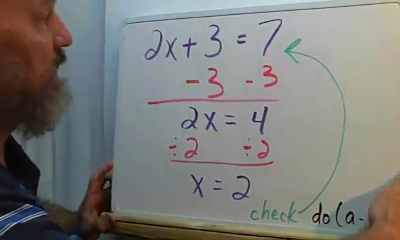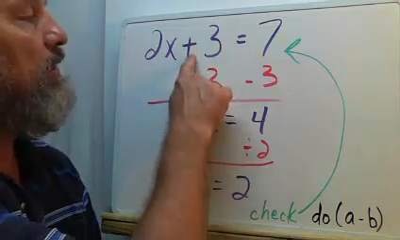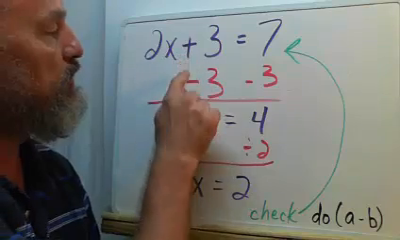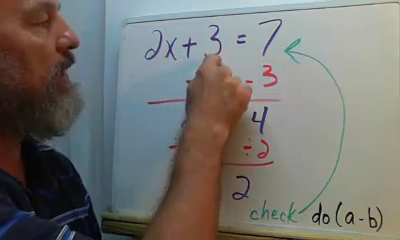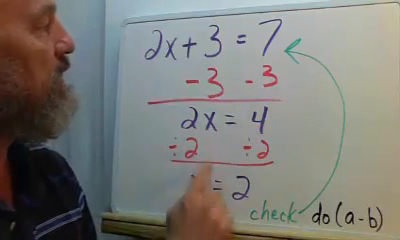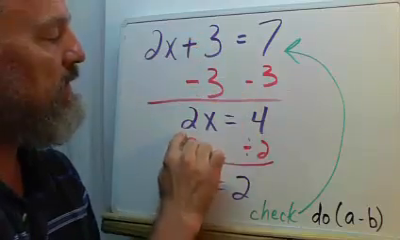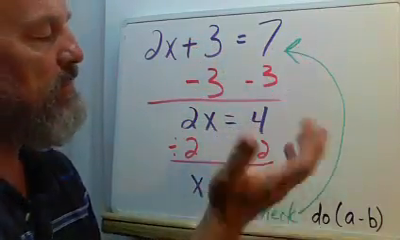So there's our problem again, example number 1. 2x + 3 = 7. Undo the addition first, undo addition by subtraction, and by the same amount, in this case 3. So subtract 3 from both sides of the equation. We get 2x + 3 - 3 gives you 2x. 7 - 3 is 4.